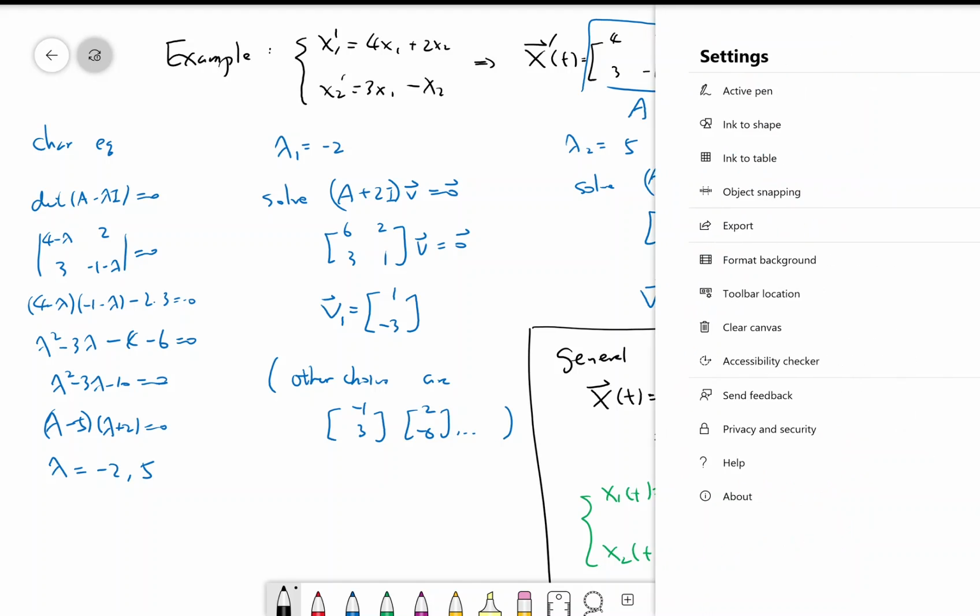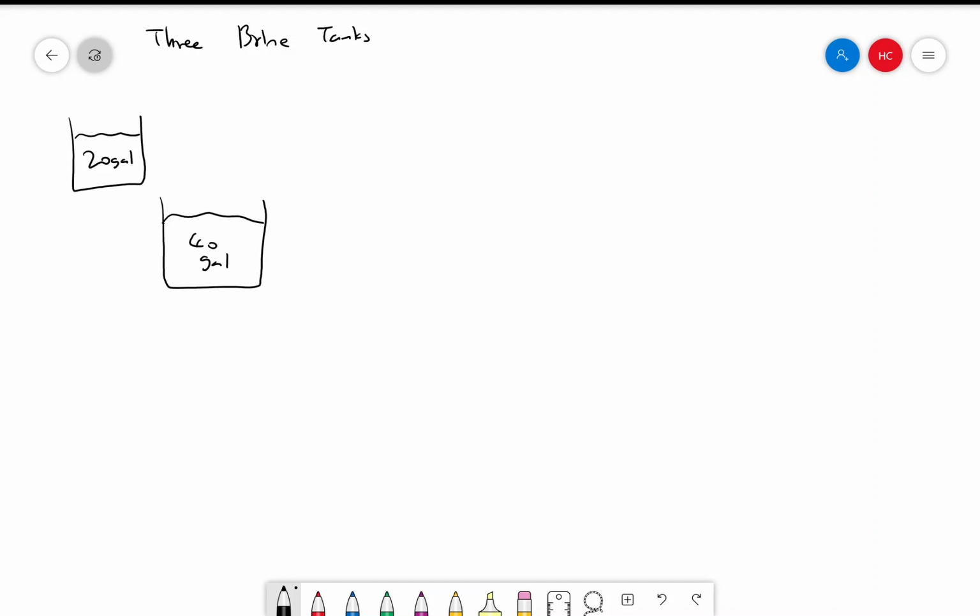Alright, so let's do a modeling with tanks again. So 3 tanks, 3 brine tanks, so tanks with water and salt in them, basically. Let's have the first tank being 20 gallons, the second tank being 40 gallons, and the third tank, I need to make this bigger, 50 gallons.